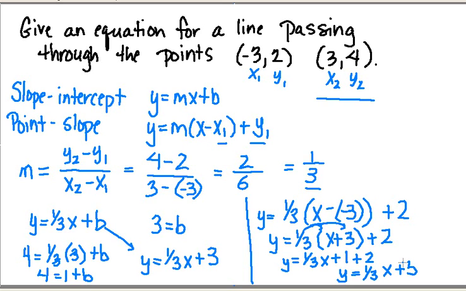So regardless of which equation or form of a line that I choose to work with, I will end up with the same answer. This is the equation written in slope-intercept form, and this would be my equation written in point-slope form. Both are equally correct.